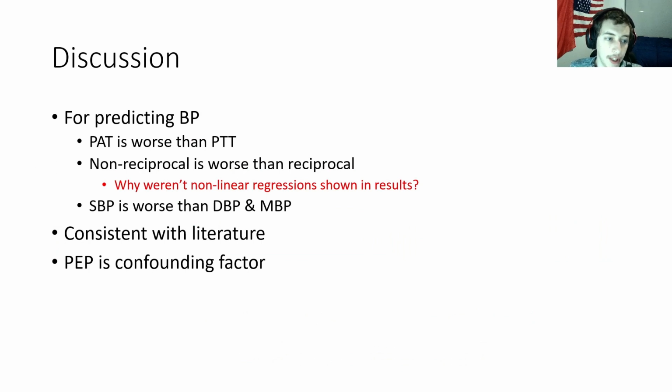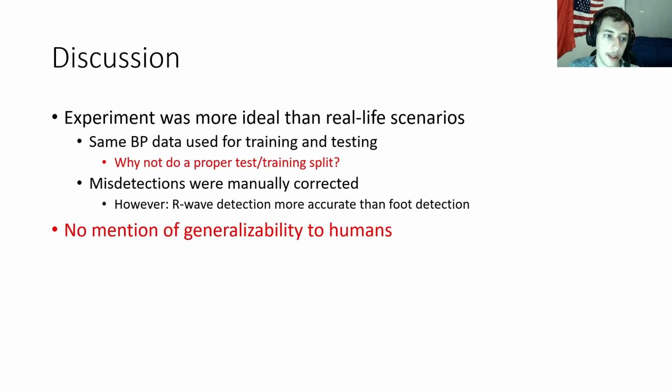So overall, they found that for predicting blood pressure, pulse arrival time is worse than pulse transit time. The non-reciprocal is also worse than the reciprocal. They tested a couple of non-linear polynomial regressions, but for some reason they didn't show these at all in the results. They just briefly mentioned in the discussion that they did look at them, but that it didn't cause much of a difference in their findings. Also, systolic blood pressure is worse at being predicted than diastolic or mean blood pressure. All these results were consistent with the literature, as they talked about in their discussion, and they confirmed that the pre-ejection period is a confounding factor in the prediction of blood pressure when using PAT.